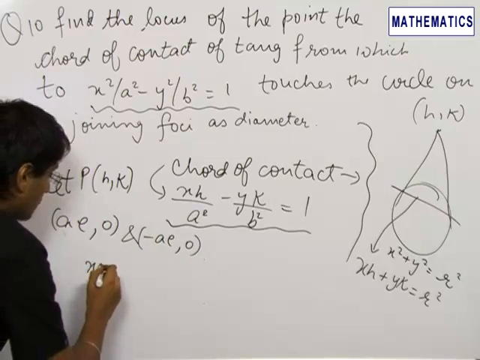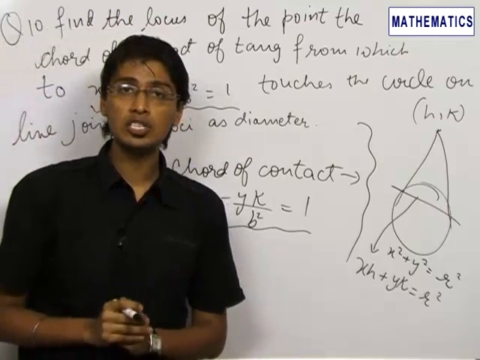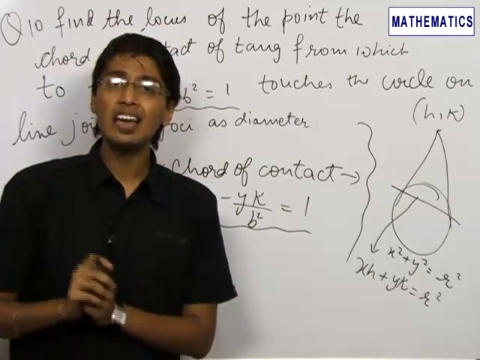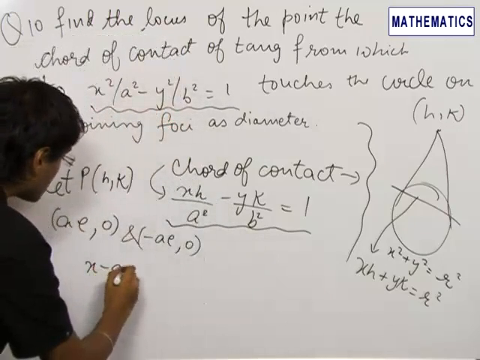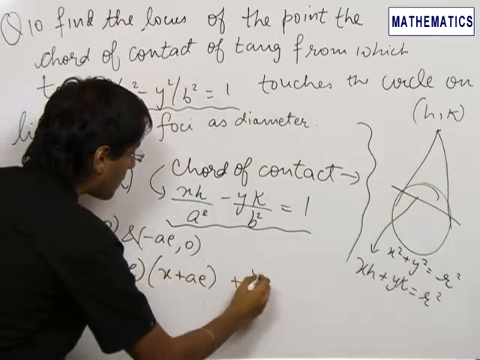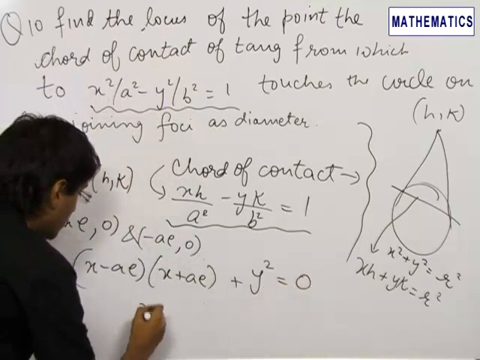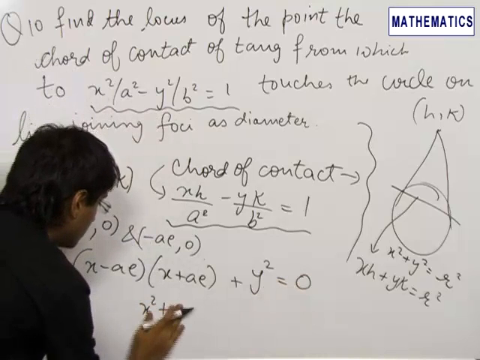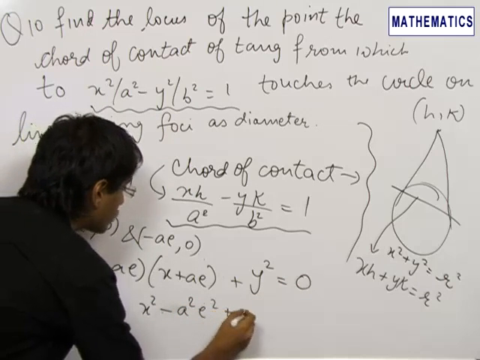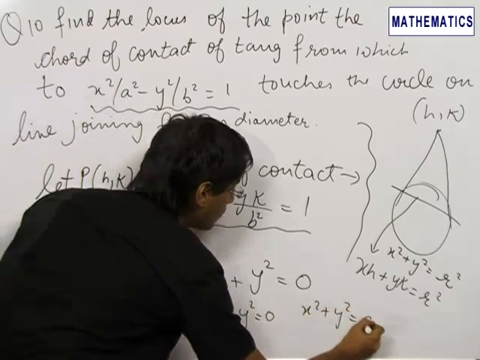So using the formula (x minus x1) into (x minus x2) plus (y minus y1) into (y minus y2) is equal to 0, which is the equation of the circle having diametrically opposite points x1, y1 and x2, y2, we get (x minus ae) into (x plus ae) plus (y minus 0) into (y minus 0), that is y square, is equal to 0. This gives us x square minus a square e square plus y square is equal to 0, or x square plus y square is equal to a square e square.